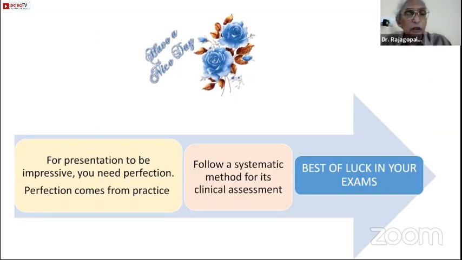I have not gone into all the details. This was a basic starting point. I have just given you the various steps. And similarly for each of the other joints, there will be different talks. But what is important for you is that your presentation has to be definitely impressive. And that needs perfection. And perfection comes from practice.